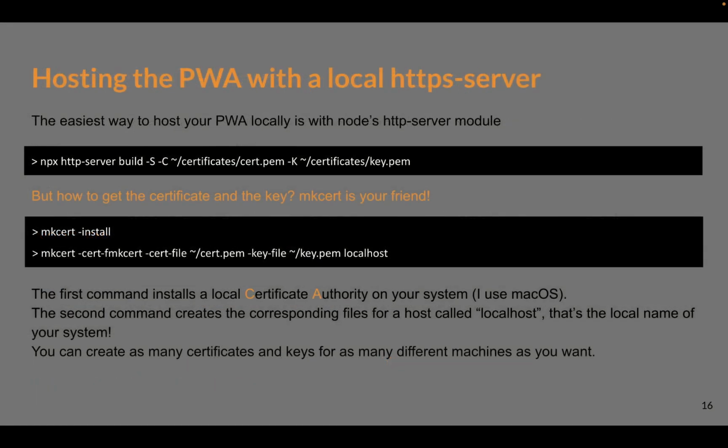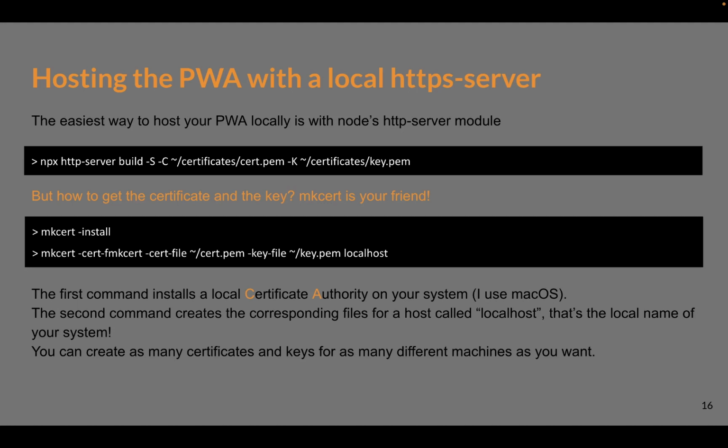The easiest way to serve your PWA in a local environment via an HTTPS server is to use Node's HTTP server module. But how can you set up the HTTP server to serve your PWA securely? It is the S of HTTPS. The utility mkcert is your friend. Mkcert creates a local certification authority on your system which you can use after the installation to generate and set up the corresponding certificates and keys for your localhost. Of course, you can generate as many certificates for as many hostnames as you want. But please, do not use the certificates outside of your local environment.